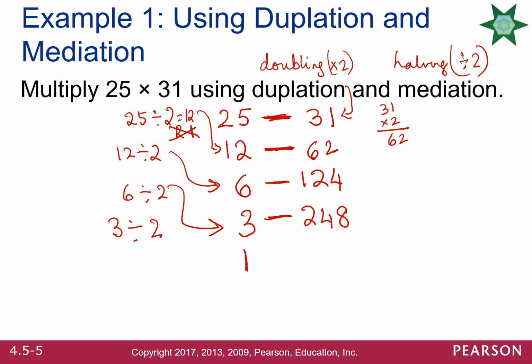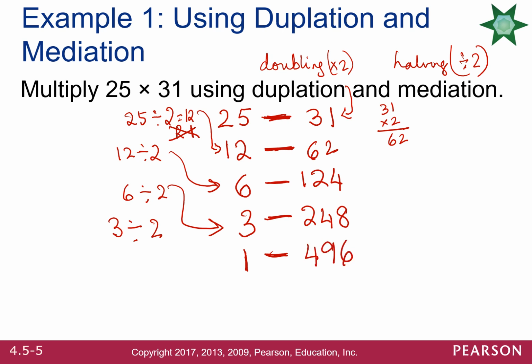This is going to give us a remainder of 1, but like we said before, you can ignore the remainder. So the quotient is a 1. And then with the dash, we have to double 248 and the value we get is 496.